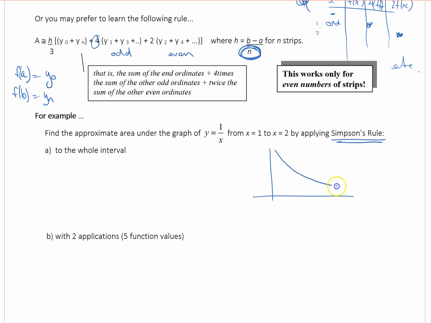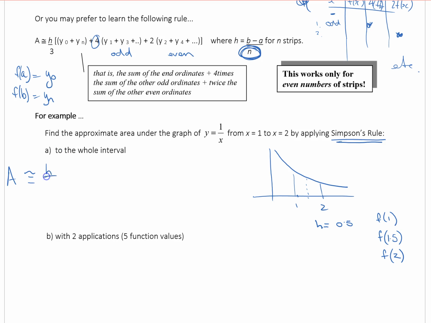So 1 on x would look like this, from 1 to 2. We need to know our function values, and we need to have the middle. If we draw the graph, then it's very easy to see h in this case is 0.5. We want the function value at 1, the function value at 1.5, and the function value at 2. And we'll put those into the formula.